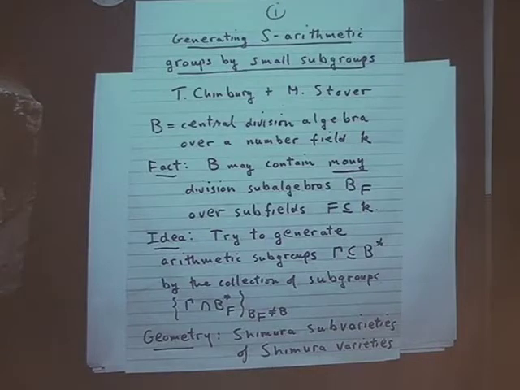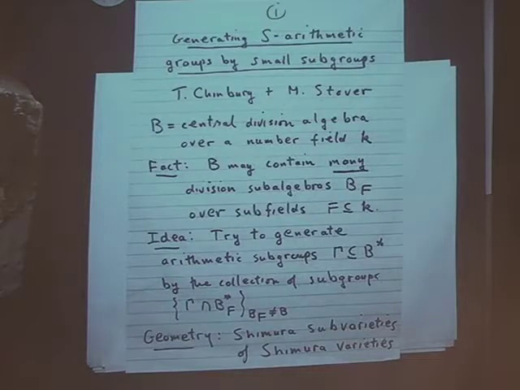the issue is we can look at the intersection of that group with the unit groups of subdivision algebras and look at all the subdivision algebras that aren't as big as B. Then I get a collection of subgroups, and the issue is, are those subgroups big enough to generate something of finite index in the original gamma? If that's true, then you can generate by small subgroups the elements of these arithmetic groups.